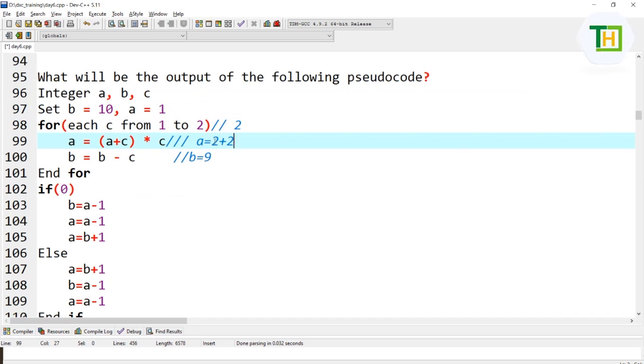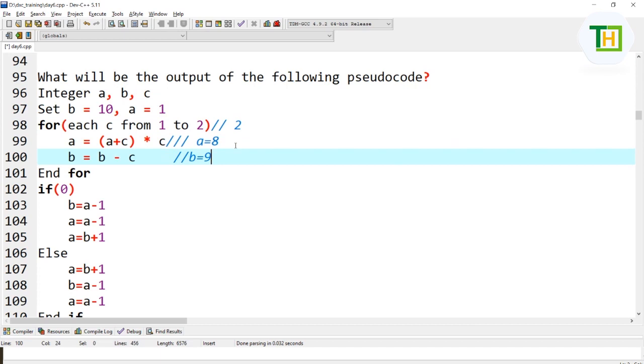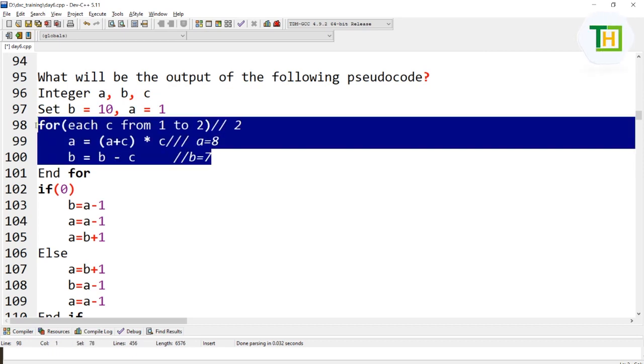A value is 2 and C value is 2. 2 plus 2 is 4. Okay, 4 into 2, that is going to be 8. A value is going to be 8. And coming to this position, B, what is B value? B value is initially 9. 9 minus 2, it is going to be 7. And it is the end of the loop. After this loop, A value is 8, B value is 7.